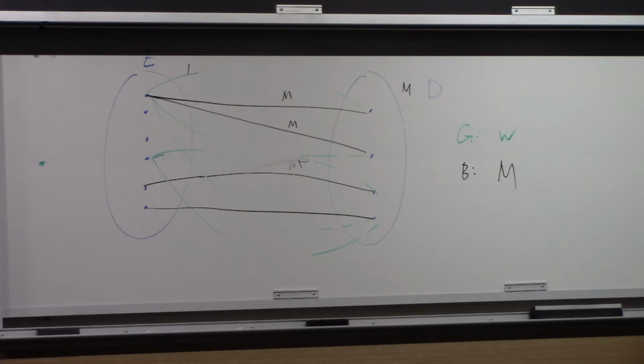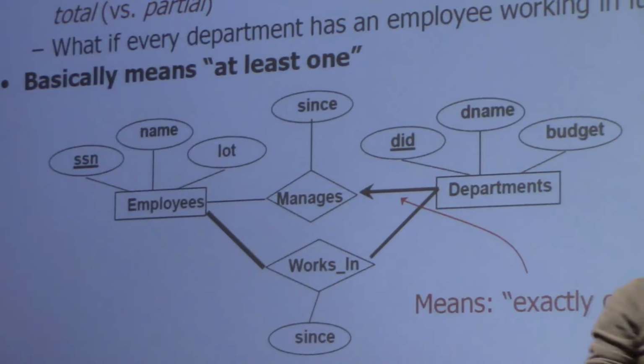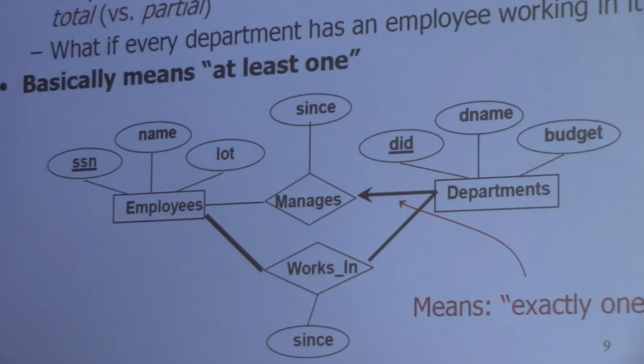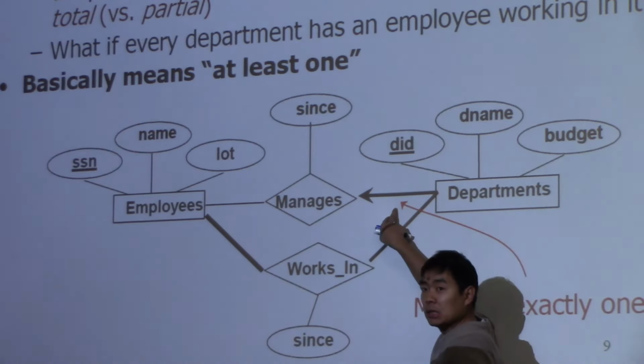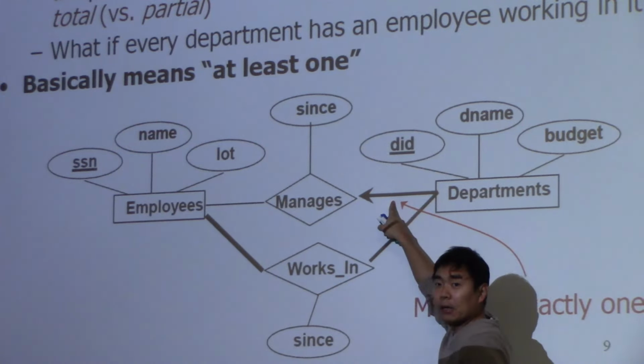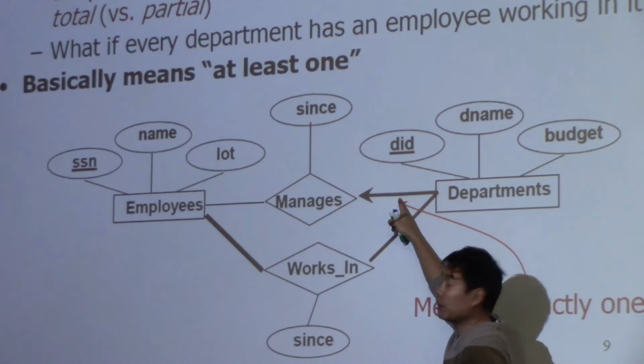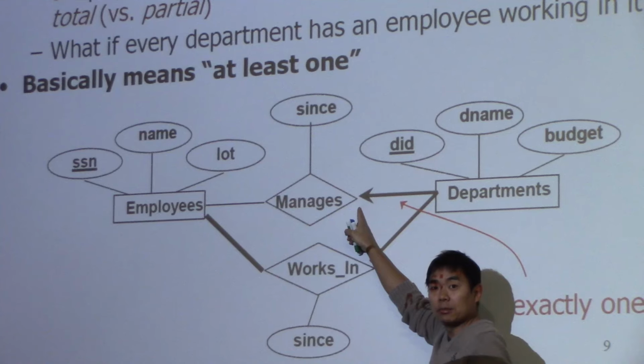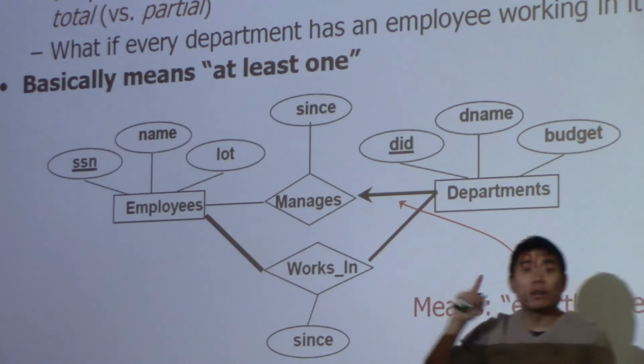Total participation constraint. What it says is that once you have total participation constraint specified, all entities from a given entity set, every single one of them must participate in that relationship set. Okay? And the way you specify that is by using a bold line like this. Let's ignore this. Just look at this one.